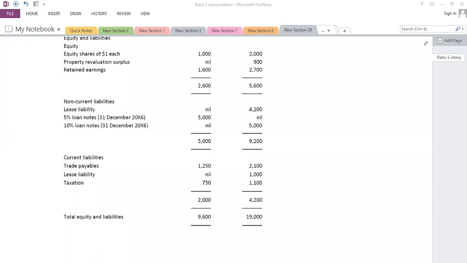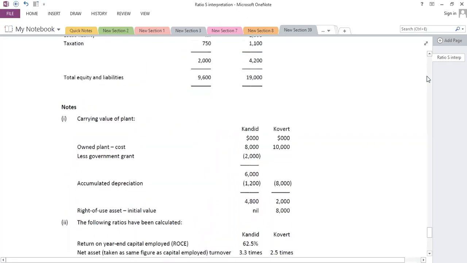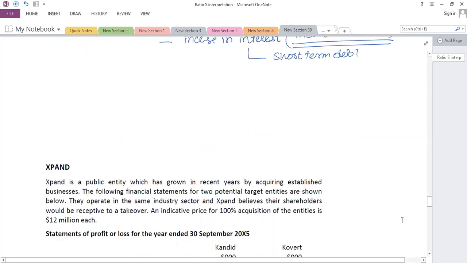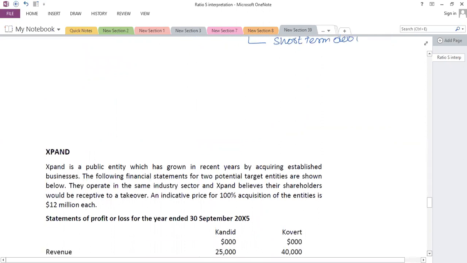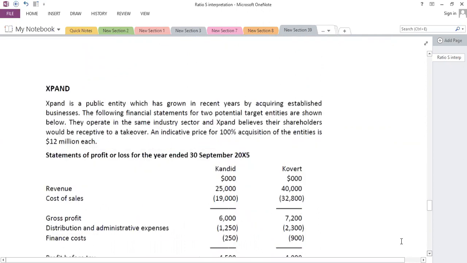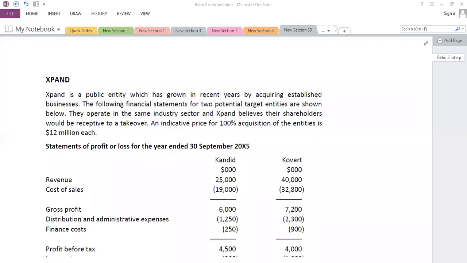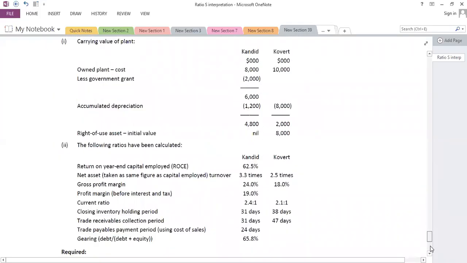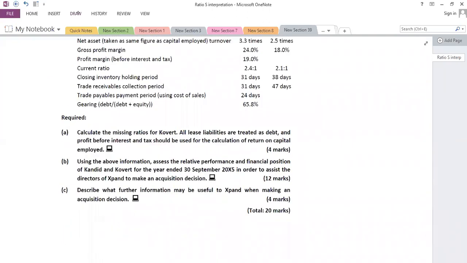So let's discuss this question, a very huge one. This is a past paper question. Okay, let's discuss this question. First of all, the requirement, what we have to do.